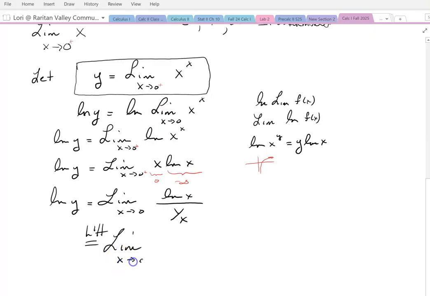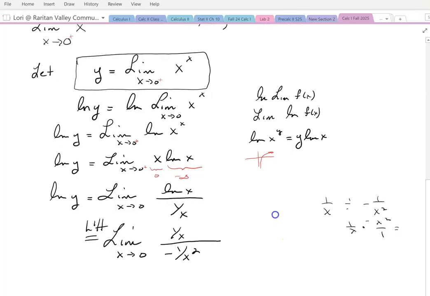the limit as x goes to 0. We all know what the derivative of the natural log of x is. That's just 1 over x. And the derivative of 1 over x, which is in our denominator, that's x to the negative 1, so it's negative x to the negative 2, or negative 1 over x squared. You can simplify that if you need to. Take it out of the fraction and go back to your basic math, right? It's 1 over x times x squared over 1. So the whole thing just comes out to negative x.